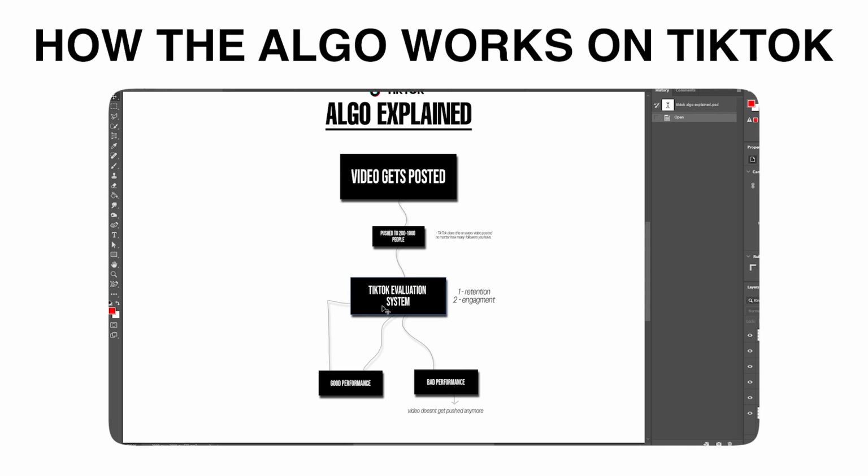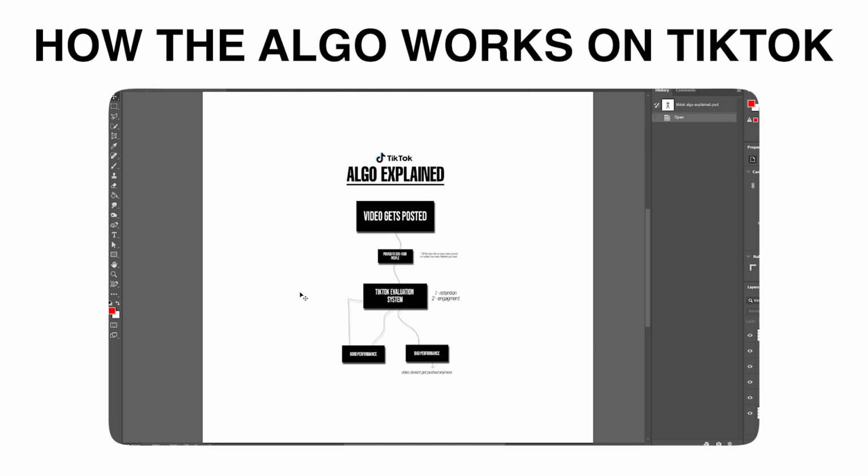And the only way it's going to stop getting views is if the retention and engagement starts to lack as it gets to a broader audience. So that's how the algorithm works.